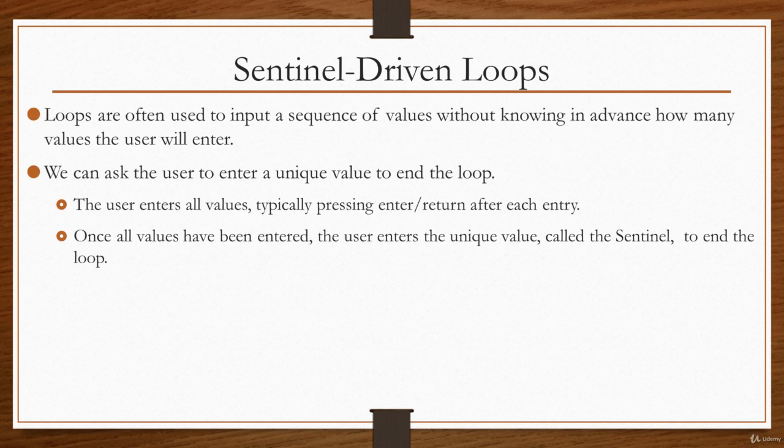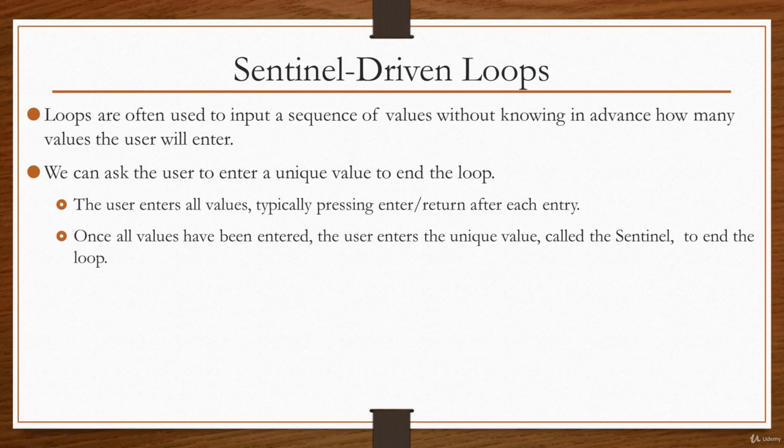Okay, so how does this work? Well, the user enters all values or numbers, typically pressing enter or return after each entry. You enter 5 or something, then you press enter. And you keep doing that until you are done. Okay, I've entered all of my values. Now I want to stop that loop and see the results of whatever calculation is going on. So once all of the values have been entered, the user enters the unique value, called the Sentinel, to end that loop.